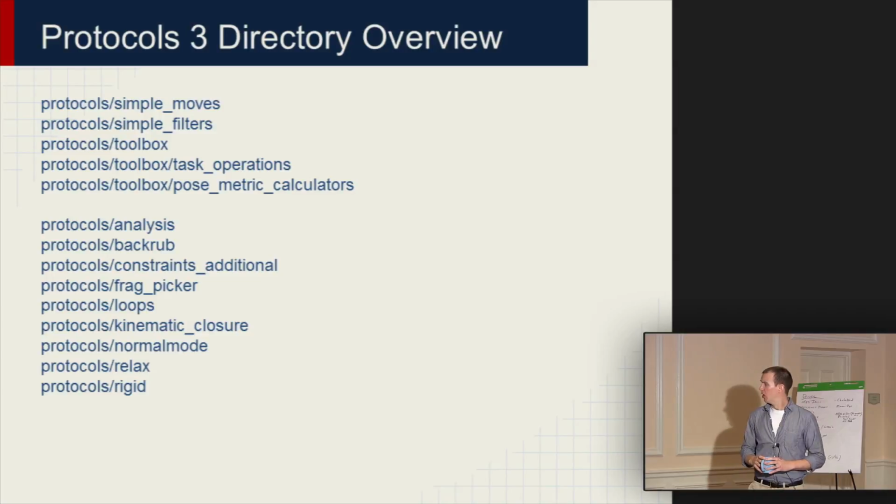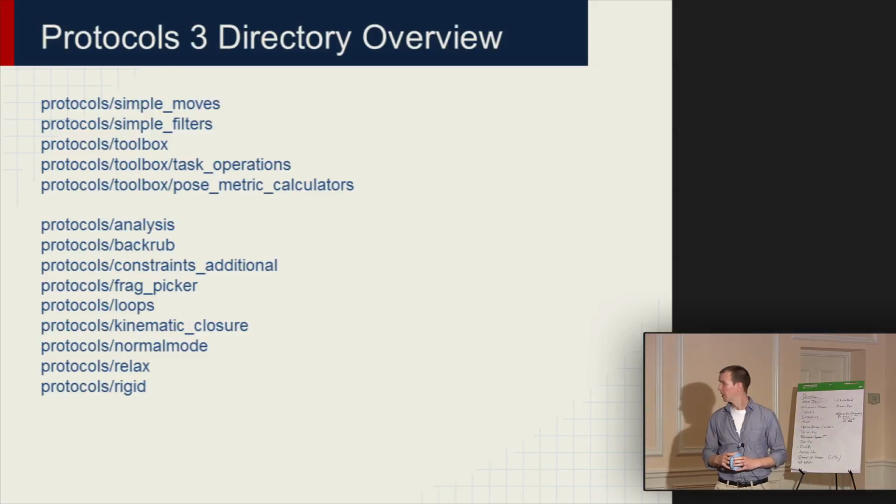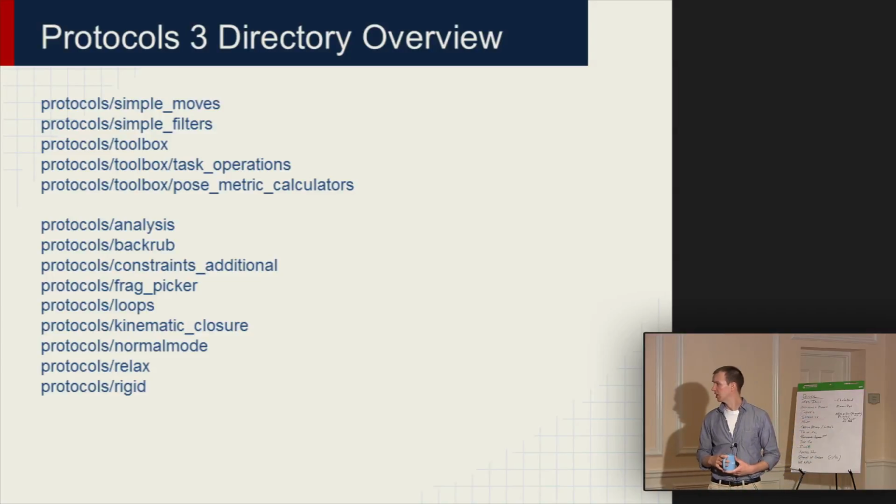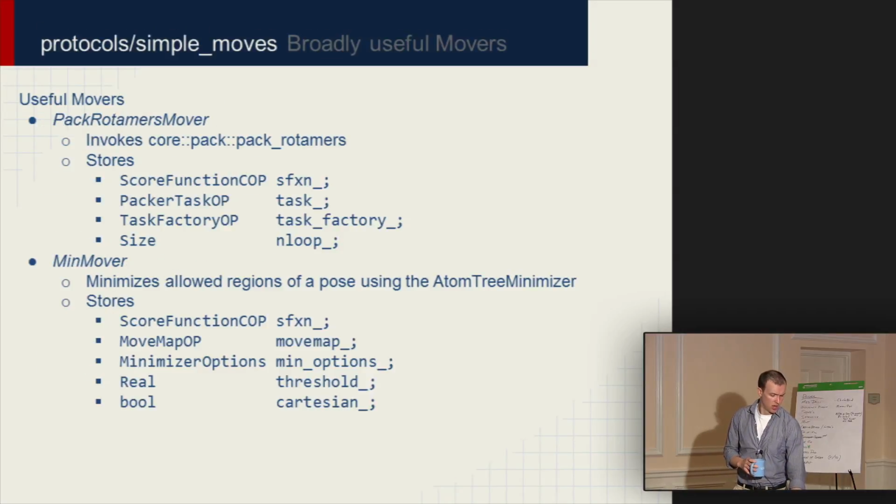There's other code for analysis, backrub, some constraints, the FragPicker. I'll talk a little bit about the FragPicker. Loop modeling, Jason will cover this afternoon, which includes the kinematic closure code. And I'll tell you a little bit about relax. Okay, so some of the broadly useful movers that are in the simple moves directory.